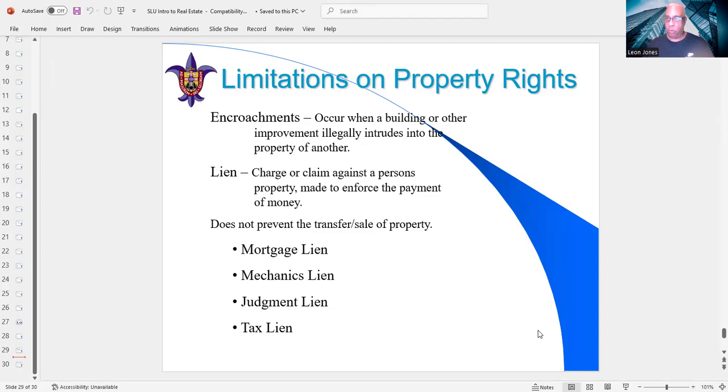And then he's going to look at the plat, and on the plat, he's going to put in where he replaced the property pins. It's like an as-built. And then there's a lien. It's a charge or claim against a person's property made to enforce the payment of money. So it does not prevent the transfer or sale of property. That's under lien. You have a mortgage lien, mechanics lien, a judgment lien, and a tax lien.